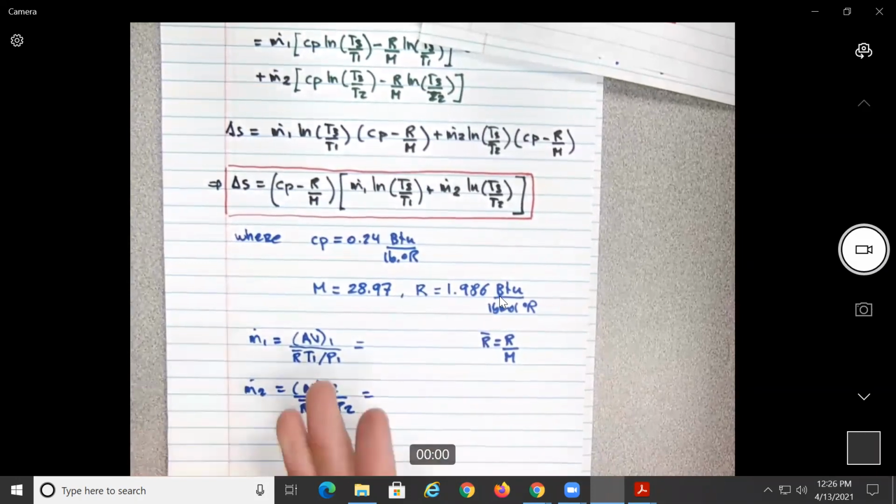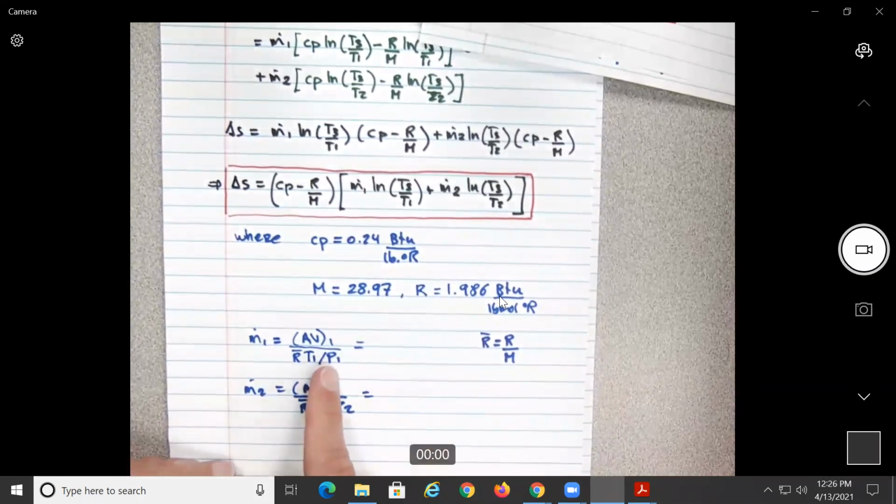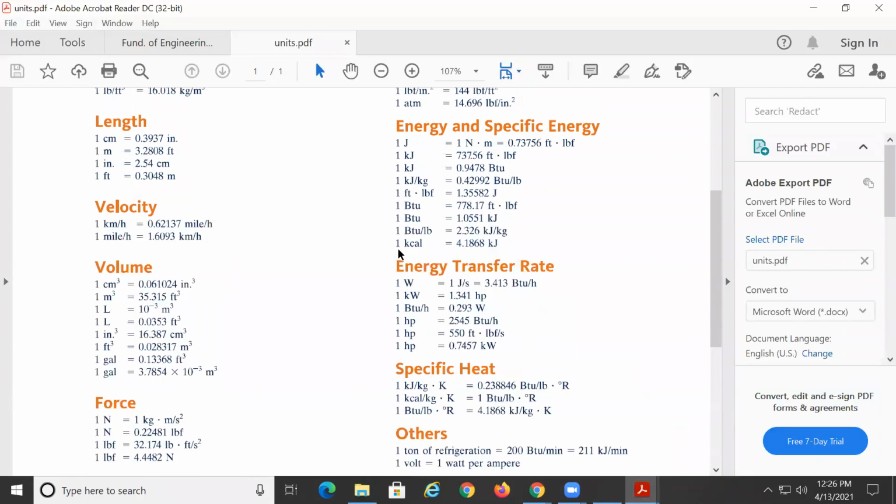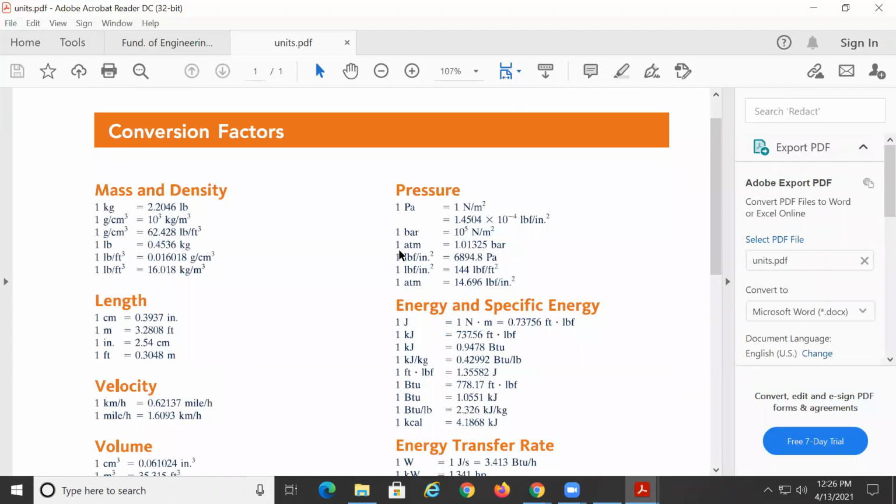Okay, so be careful here with the units, because this is now 1 atmosphere. You're going to have to transform that into kilopascal, but you can say that 1 atmosphere is, I don't know what it would be in English units. Do they give us that on the units page? Yeah, at the top. They give us that in bars. So 1 atmosphere would be 14.696 lbf per square inch.